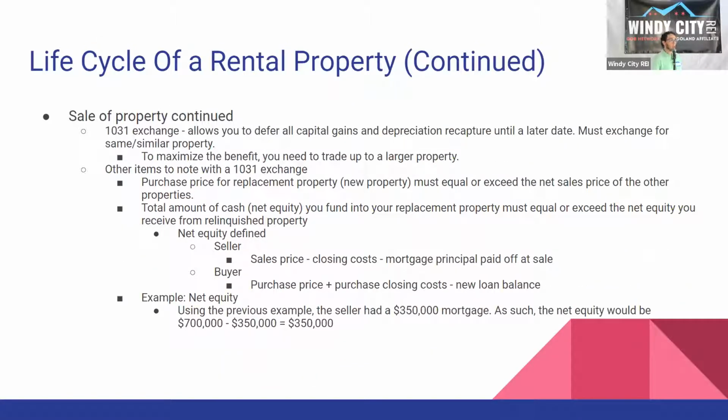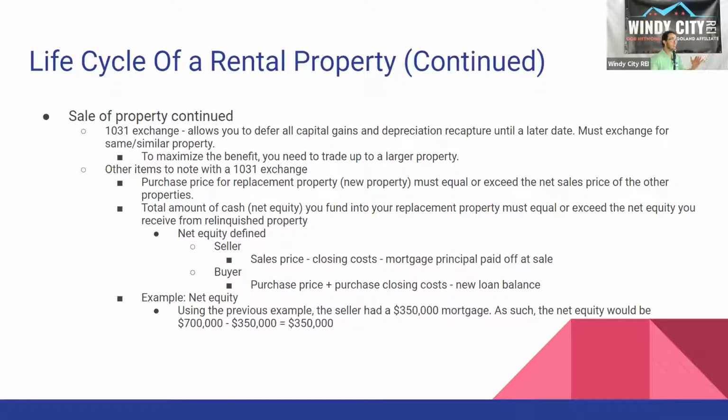The second example we'll go through is a 1031 exchange, which allows you to defer all the capital gains and the depreciation recapture, but there are certain limitations, and I'm not going to go through absolutely everything. In terms of the accounting side, the gist of it is, in order to make the most of the opportunity, you've got to trade up to a larger property. A few things to note: the replacement property has to equal or exceed the net equity you received from the relinquished property, what you sold. And the total amount of cash that you fund into the replacement property has to exceed the net equity you receive.